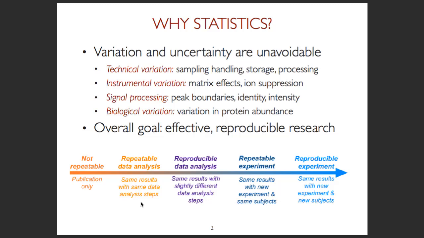So the goal of our discussions here is to really try to move as close as possible towards repeatable data analysis. But we want more than that, because some of the decisions that we make as part of data analysis are really secondary. They are necessary, but they're not critical. So something such as how many points we use to integrate a chromatographic peak. If we use 10 points versus 9 points, we will not get the same number, but hopefully it will not have a dramatic effect on our qualitative conclusions.